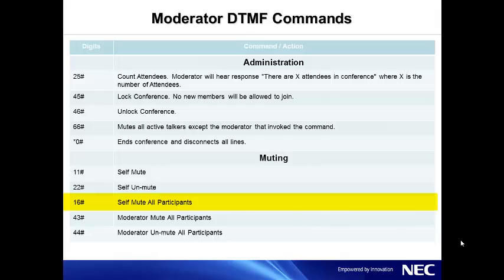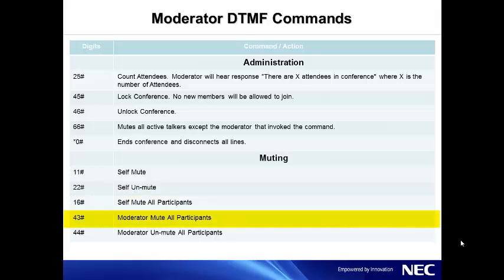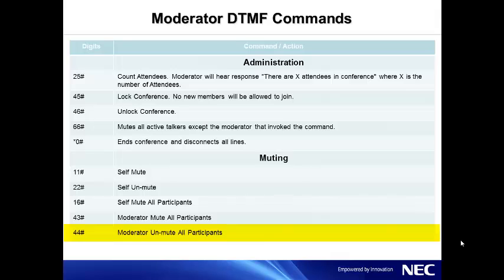The moderator can self-mute all of the participants, and then as they need to speak, they can unmute themselves using 22 pound. If the moderator doesn't want them to be able to unmute themselves, then 43 pound is used to moderator mute all participants. A moderator mute can only be removed by the moderator using 44 pound.